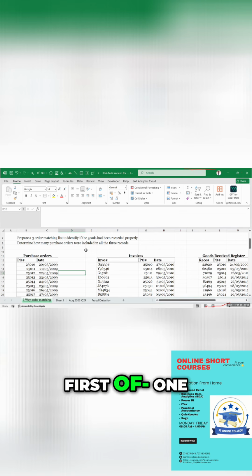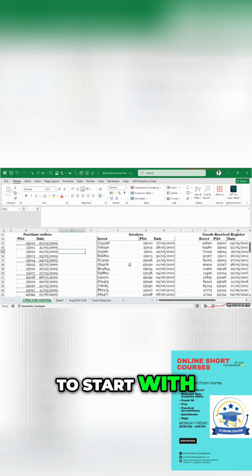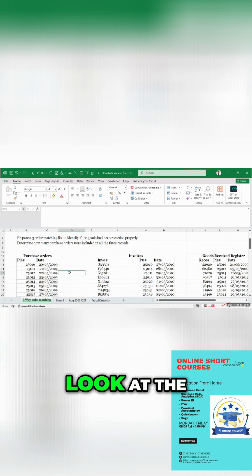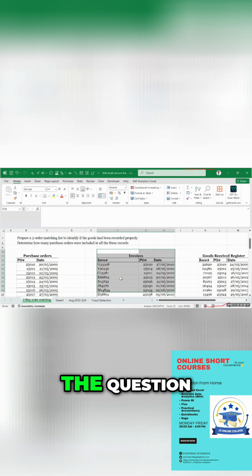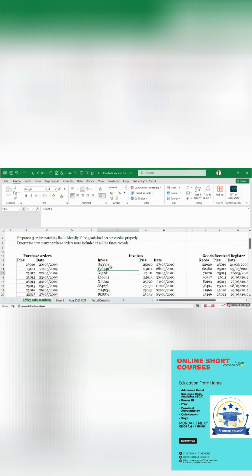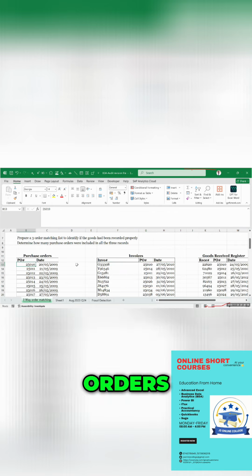Now, one of the questions that you are asked is to prepare the three-way order match, and then we determine how many purchase orders were included in the three records. So to start with, I want us to look at the invoices here. The question we need to ask ourselves is, are all these invoices in the purchase orders?